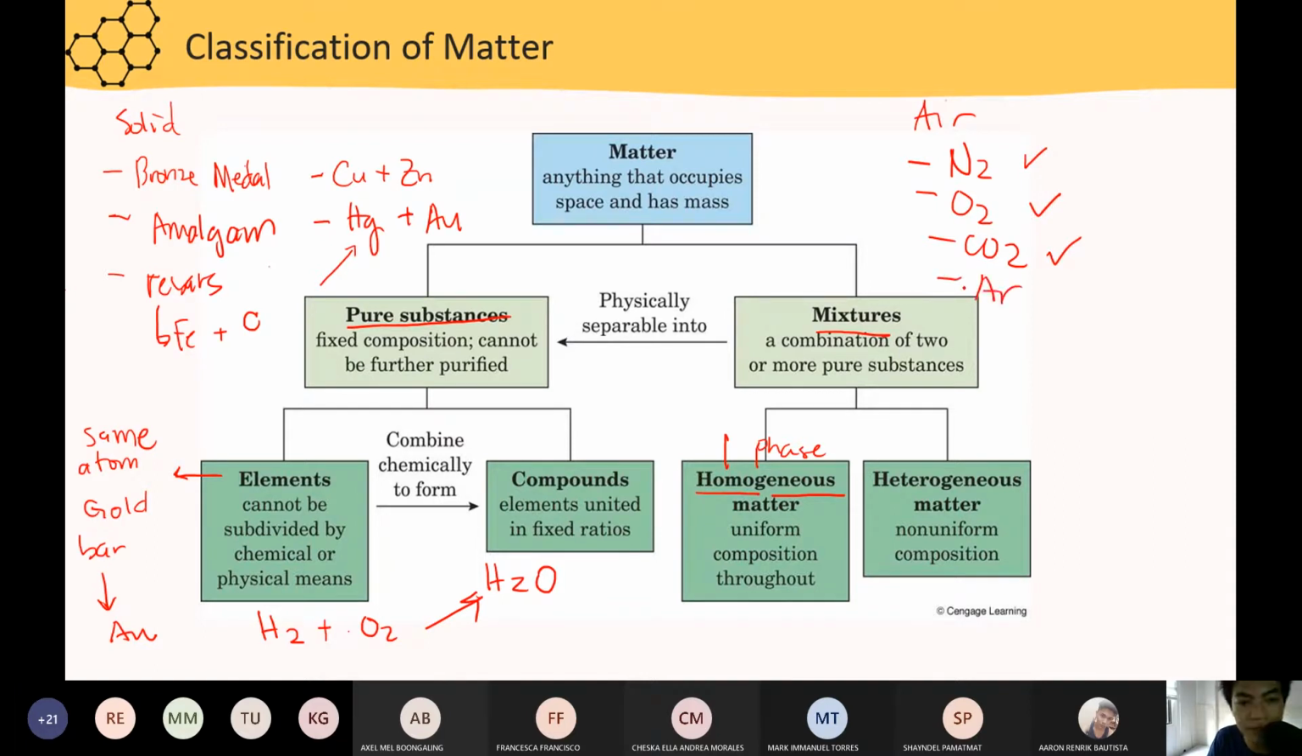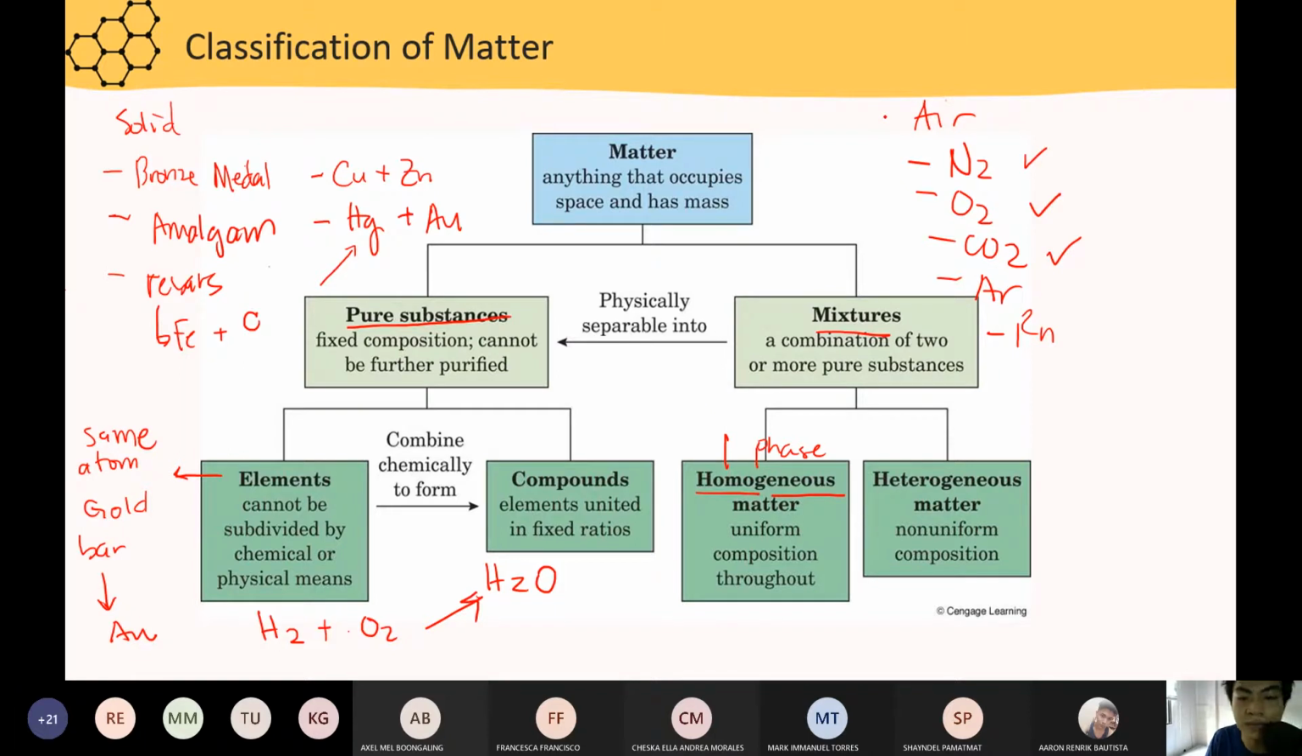We also have argon in the air. Okay, argon is a noble gas. I don't know where it came from, but it is in the air. And sometimes we have radon actually in the air, and this is the reason why we have background radiation around us. Okay. So these are some examples of homogeneous mixtures.